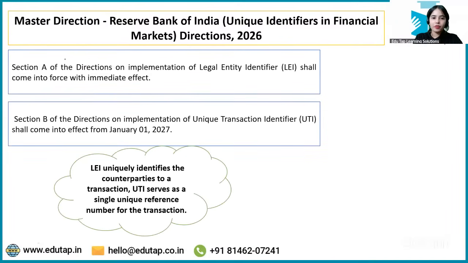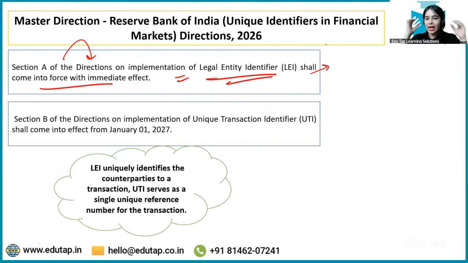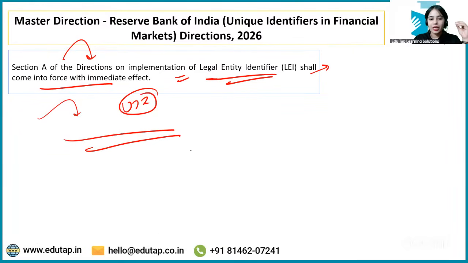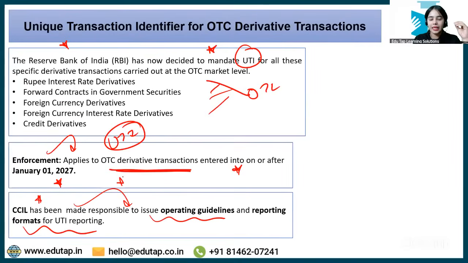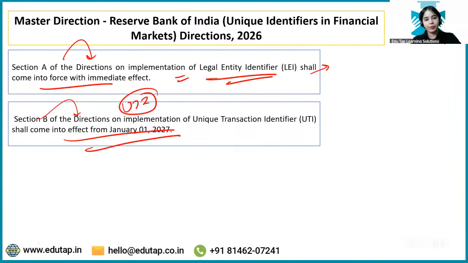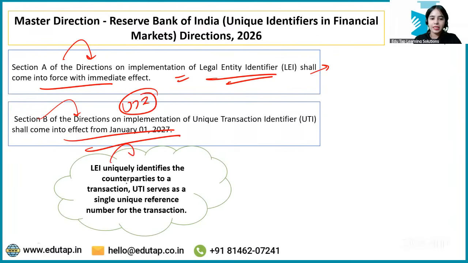Now, Section A of the directions on implementation of the LEI shall come into force with immediate effect. That is, LEI has to be used and reported immediately. Section B of the directions, that is about UTI, will be applicable from January 1, 2027, because it has been said that they will be used from January 1, 2027. So LEI uniquely identifies the counterparties, the entities. UTI serves as a single unique reference for the transaction.